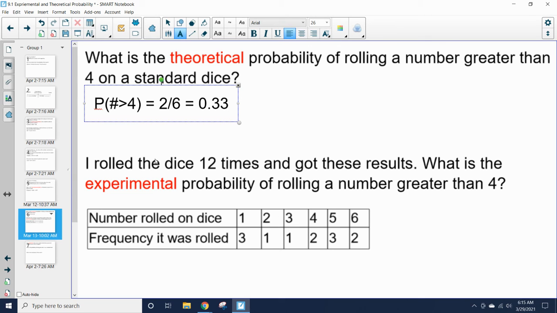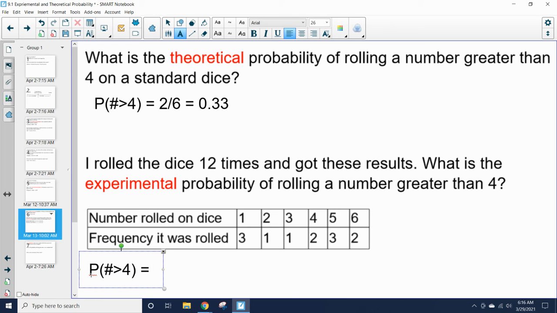Now let's say I rolled a dice 12 times and got these results. What is the experimental probability of rolling a number greater than 4? So this is the actual probability. This is the experimental probability. I actually performed an observation. Now what's my probability of getting a number greater than 4?